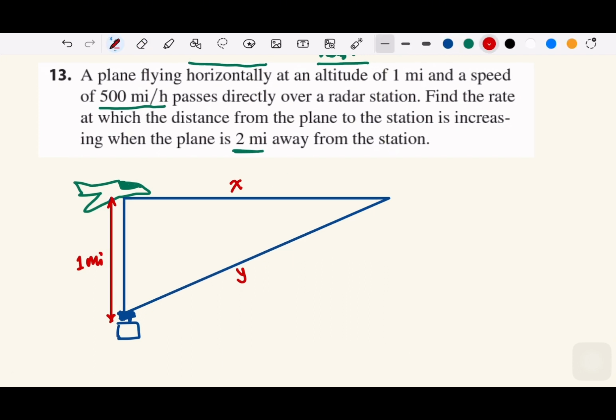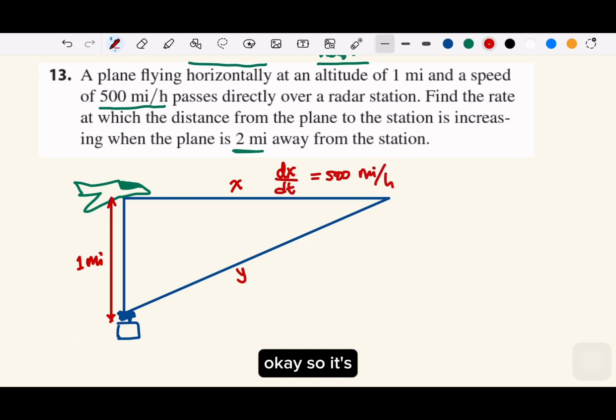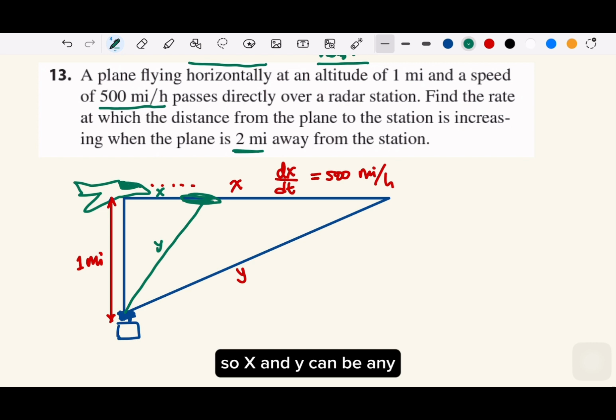And then dx/dt is 500 miles per hour, since the plane is moving. When the plane moves, the variable x will change, and variable y will change. If the plane is here, this will be y, this will be x. So x and y can be at any point according to this triangle.